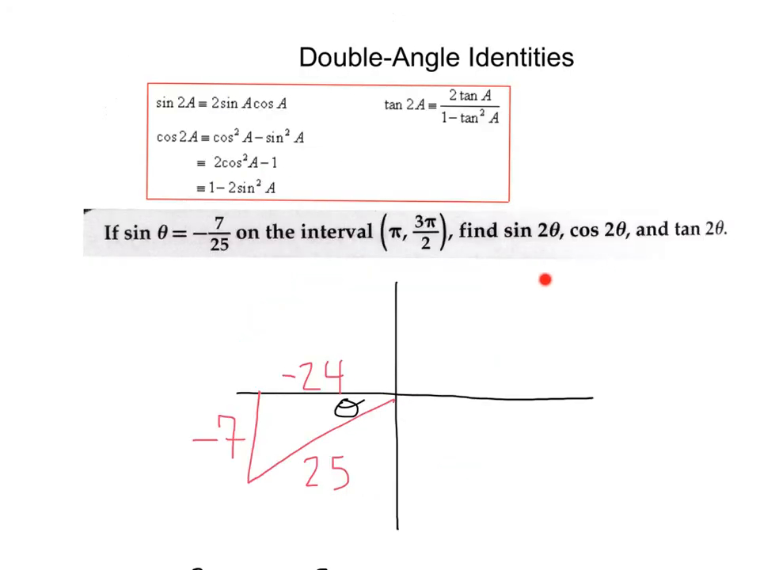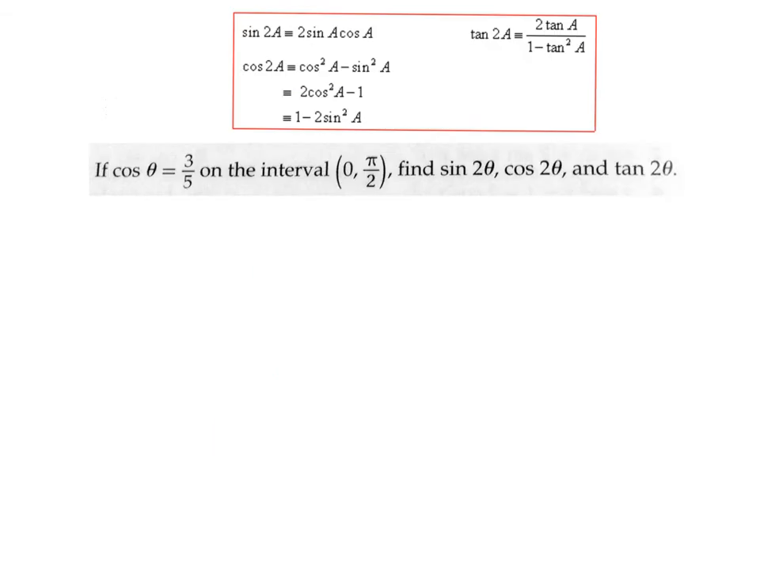We could proceed to find cosine 2 theta and tangent 2 theta. All we would be doing is plugging into these different identities. Notice, cosine 2a has 3 different options. Either one of these will give you the same answer, so it's up to you which ones you want to use. Let's try setting up another.